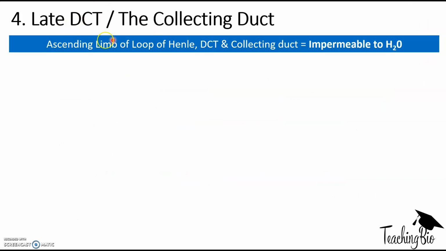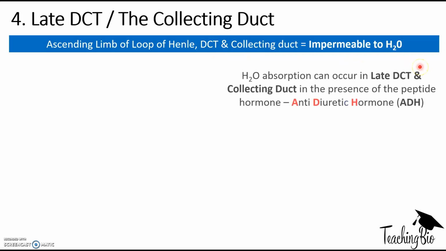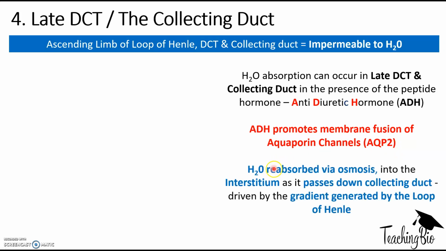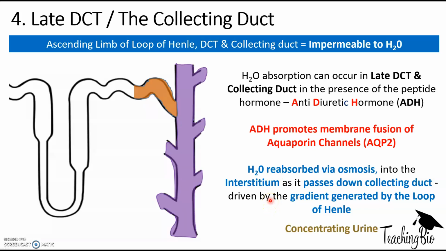So remember that the ascending limb of the loop of Henle, the distal convoluted tubule, and the collecting duct are impermeable to water. So water reabsorption can occur in the late DCT and collecting duct in the presence of antidiuretic hormone, ADH. And the way this works is it promotes the fusion of aquaporin channels, and more specifically AQP2 channels, into the cells of the late DCT and the collecting duct. Therefore, we can reabsorb water by osmosis into the interstitium, and that is driven by the gradient that we produced via the loop of Henle, therefore producing concentrated urine.